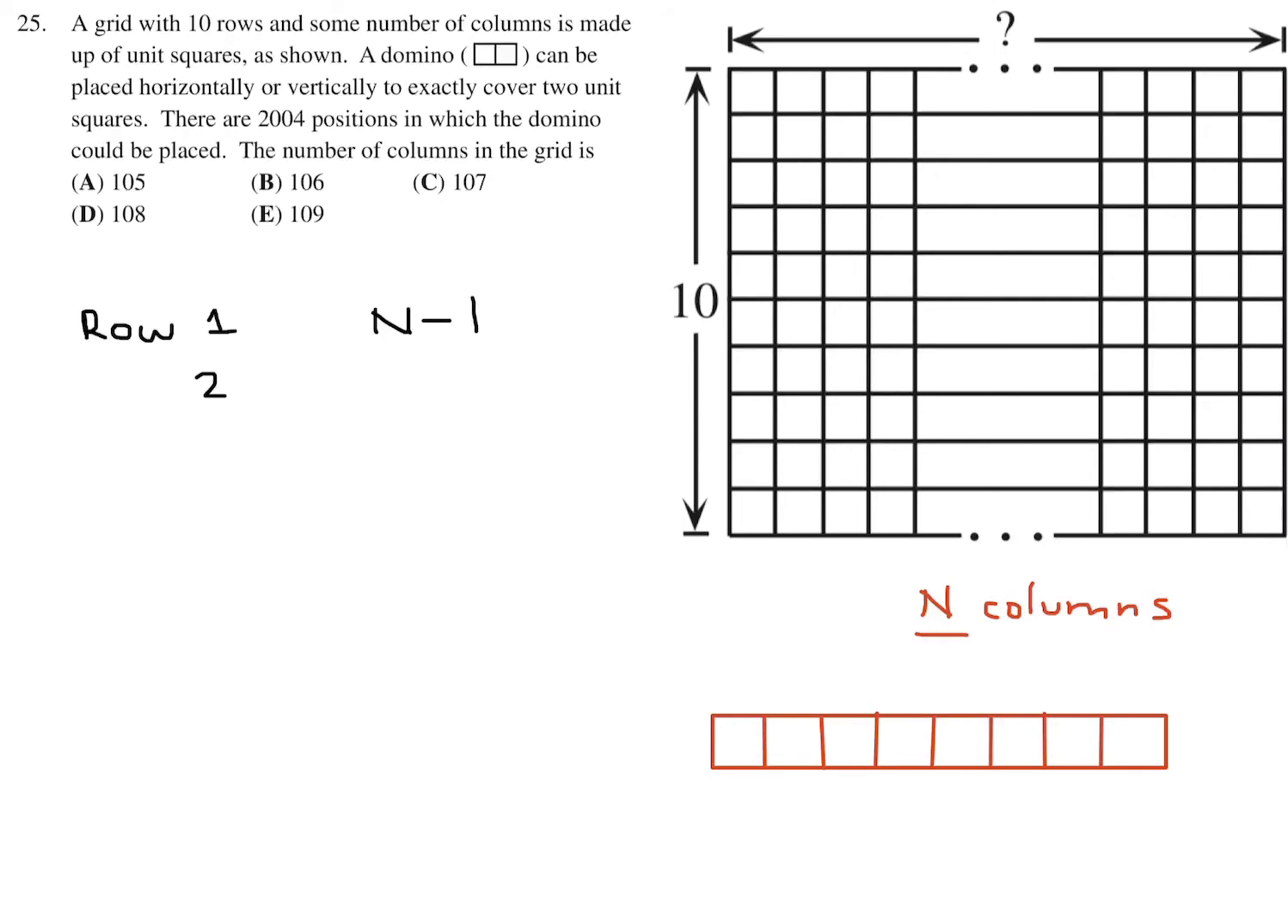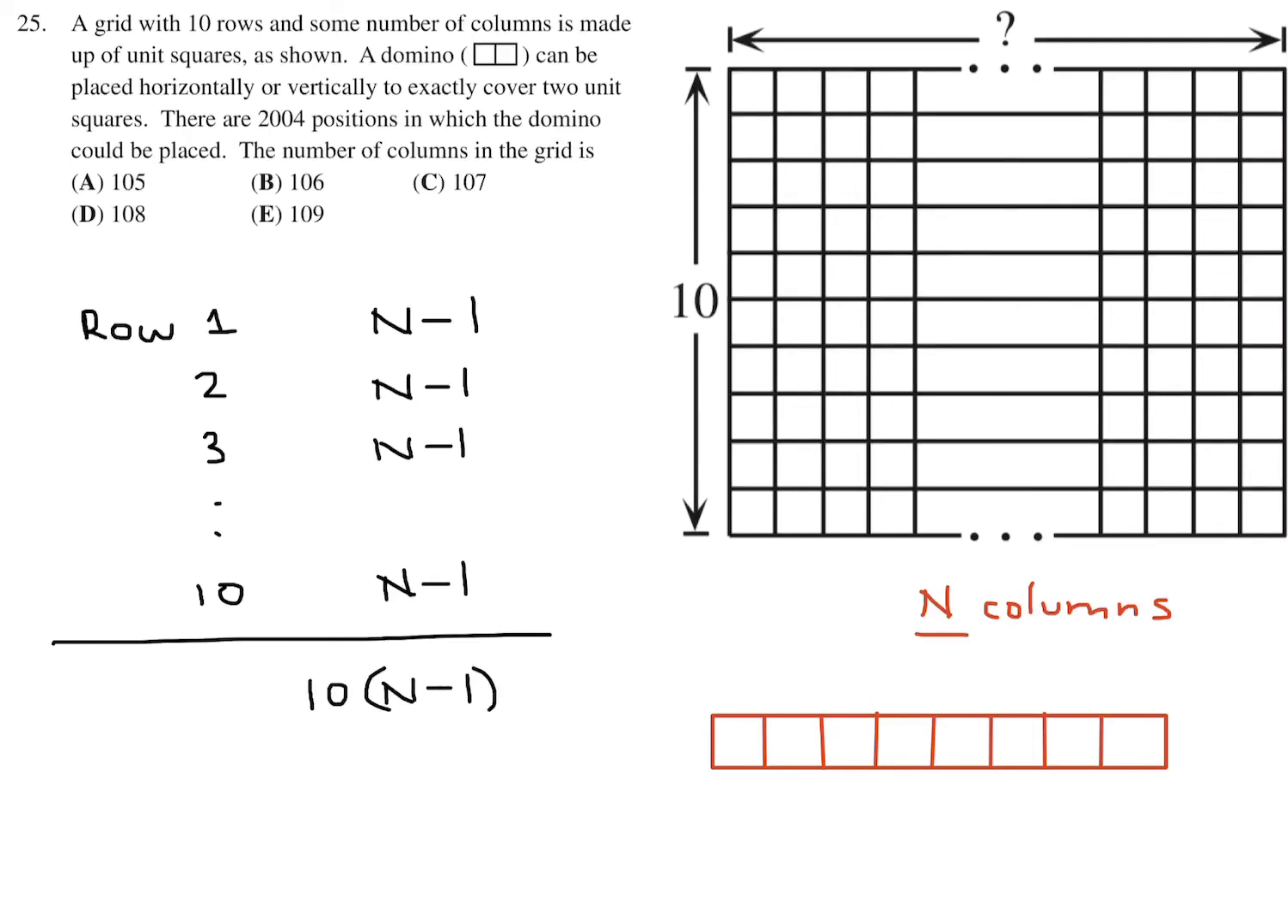All right, so let's move forward. Row 2, same thing. We can place the domino in n minus 1 ways, and so on. Now the good news is we know the number of rows. It's 10. So for each of these 10 rows, the number of ways we can place the domino is n minus 1. So the total is n minus 1 times 10 rows. That takes care of the horizontal.